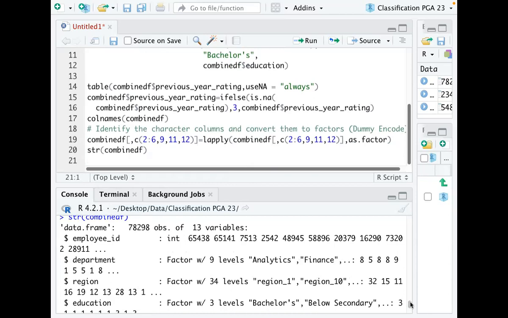So we have converted those character variables to dummy encodes. You can see here numerical identifiers have been assigned. In R, we call it factorization, factors. Whereas in Python, we call it either label encode or get dummies. Here it is factor; as.factor will convert it. So department has 9 levels, analytics, finance, and it has assigned the numerical identifier. Similarly, education has 3 levels: bachelor's, below secondary, master's. And it has assigned the corresponding numerical identifier for each of these categories.